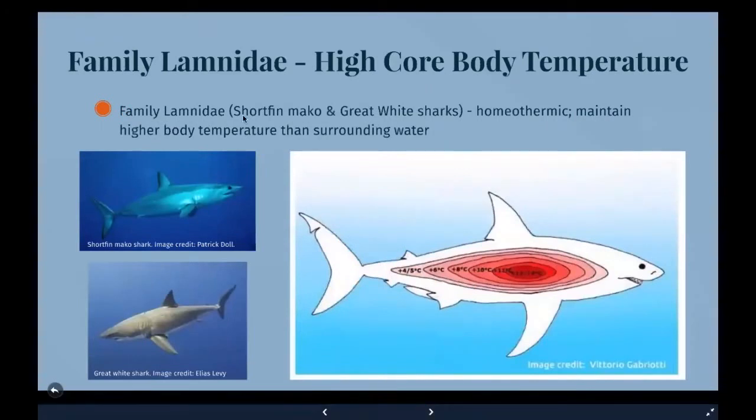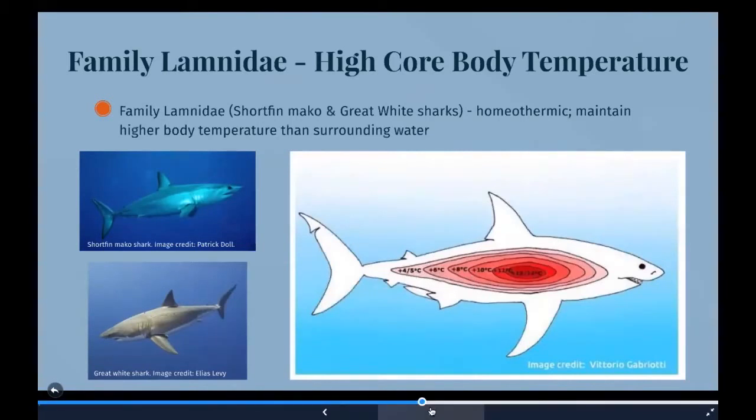So family Lamnidae includes the short-fin mako. Here's an example of a short-fin mako, and great white sharks. So they are homeothermic. They maintain a higher body temperature than the surrounding water. Here's another diagram illustrating the core muscles generating heat within the shark. But notice as the heat is generated, the further out into the shark's body, the cooler the temperature is.